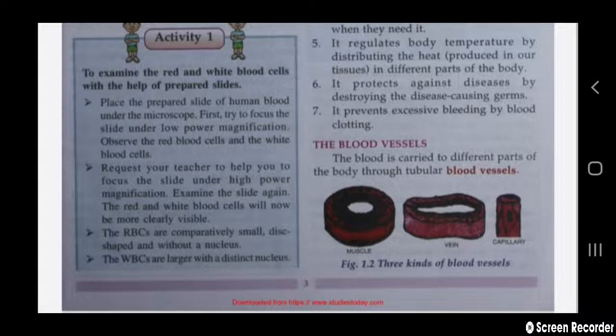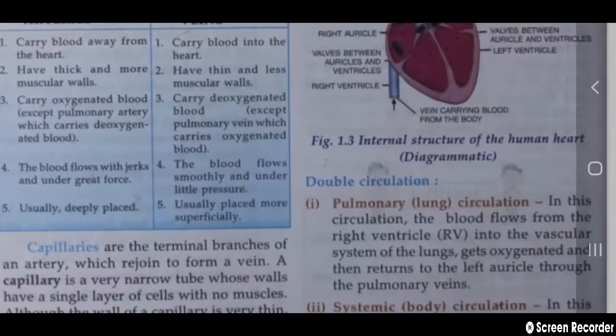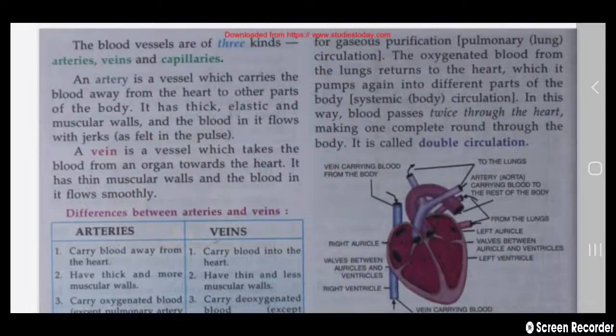The blood is carried to different parts of the body through tubular blood vessels. There are three kinds of blood vessels, which differ in size. The blood vessels are of three types: the artery, veins, and capillaries.